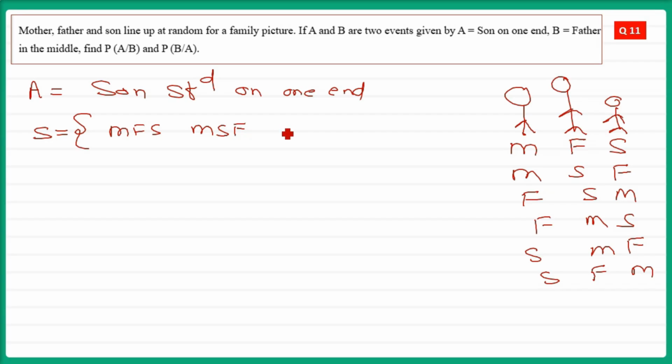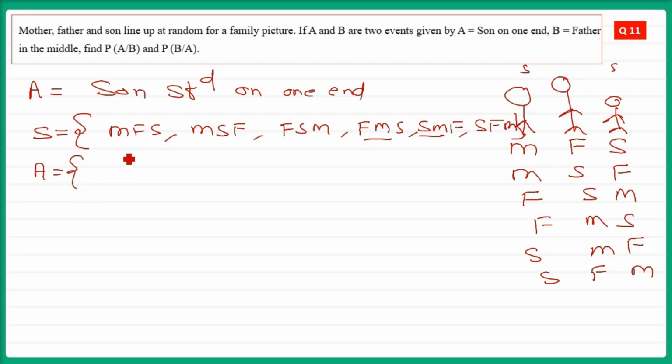So let me write it in a formal way: MFS, MSF, FSM, FMS, and so on, F for father, M for mother, S for son. So I am writing all these 6 because you have to write in this way. You have to make a set like this. So all the 6 have been taken care of. Now what is A saying? Son standing on one end. So son has to be either on left or on right. So son is here on the right, son is here on the left, and son is on the left in the third also, and the first one also.